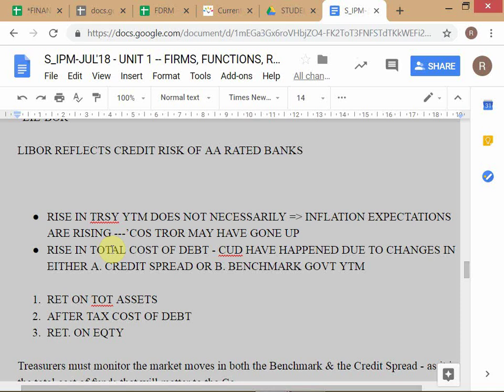You have to say that these are private sector AA rated banks borrowing at LIBOR, and since the government is a better credit risk than any other private entity, the government's risk being lower, therefore their return on a government debt security should also be lower. Is this clear? Yes. That's how you should answer it, logically. So LIBOR reflects credit risk of AA rated banks.